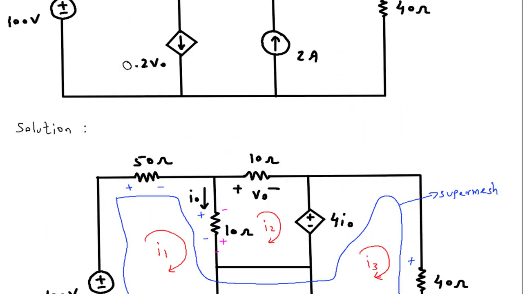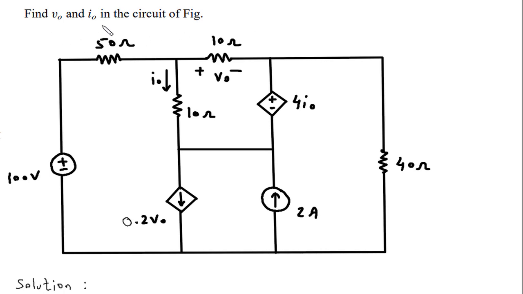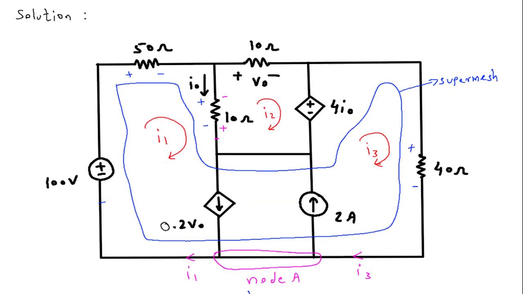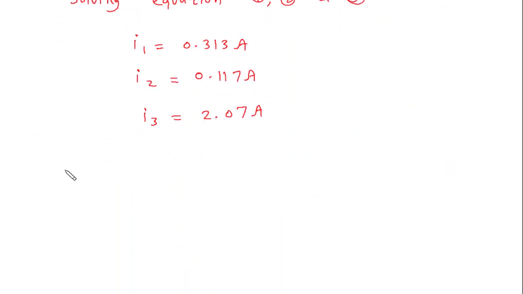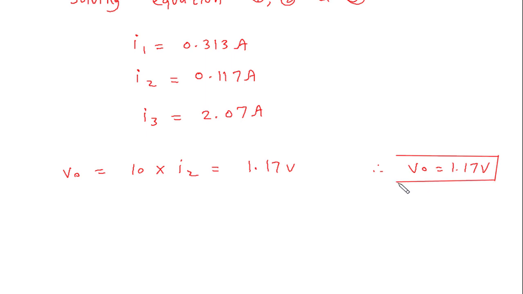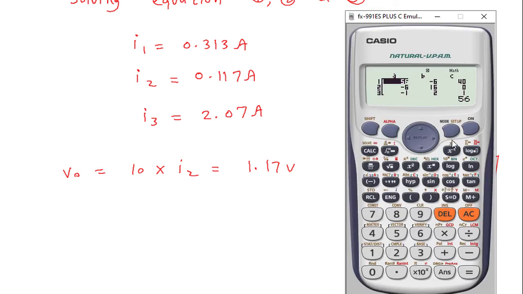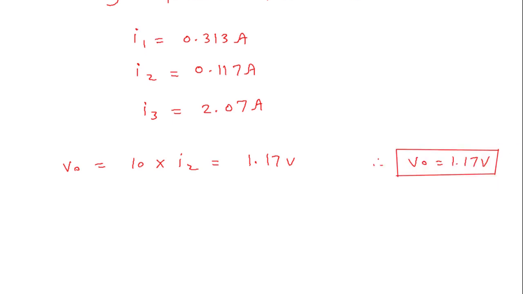What we have to find? We have to find VO and IO. VO is equal to 10 into I2. So this will be 1.17 volt. Therefore, VO is equal to 1.17 volt, because 10 into 0.117 will be 1.17 volt.